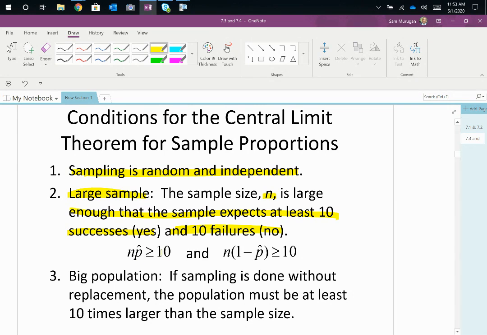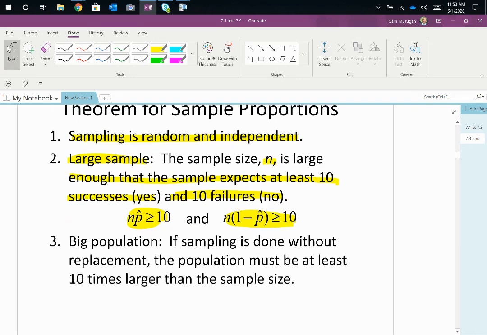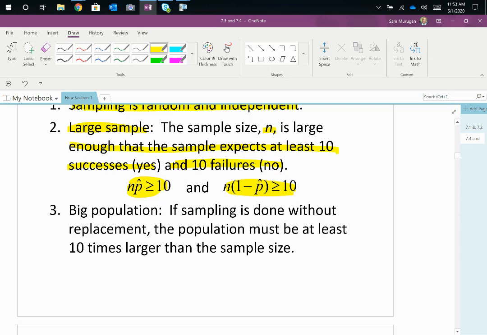In other words, n times p hat must be greater than 10, and n times 1 minus p hat must also be greater than 10. So we will perform that little test to see if that works. And big population, so large sample and then big population. If the sample is done without replacement, the population must be at least 10 times larger than the sample size. So if you have a sample of 10, then that population must be at least 100. Or if you have a sample of 20, then that population size must be 10 times or more than 20, which is 200.